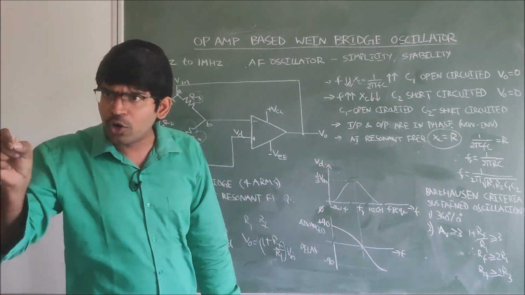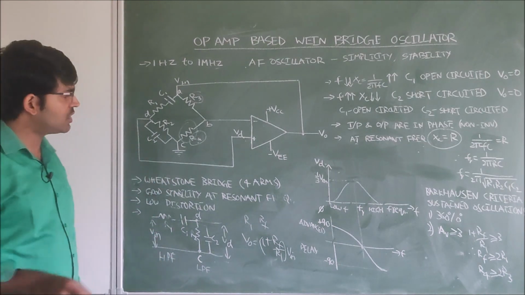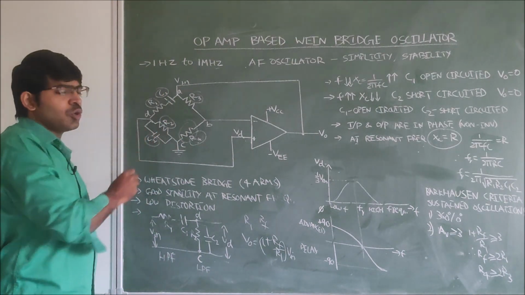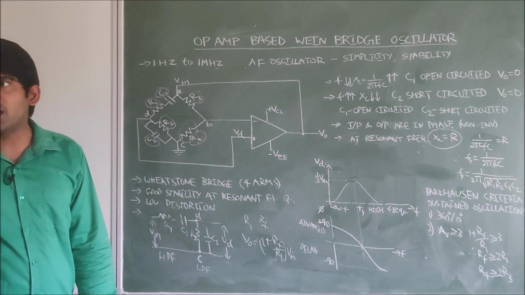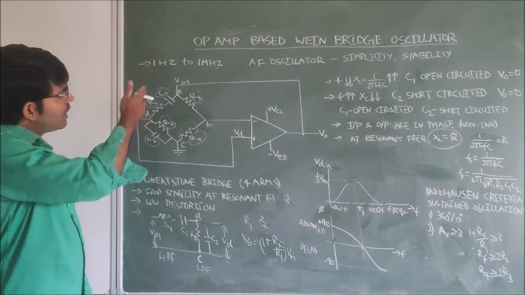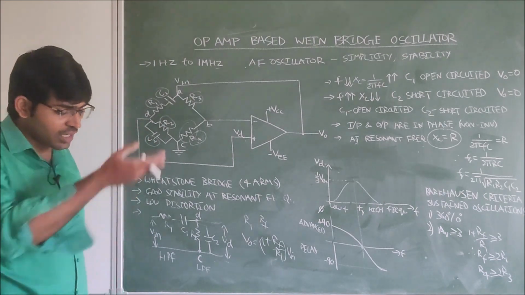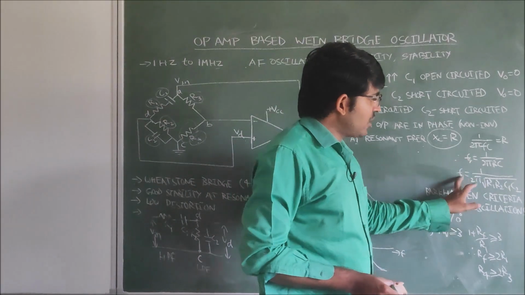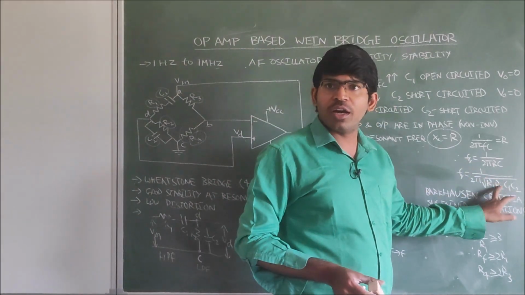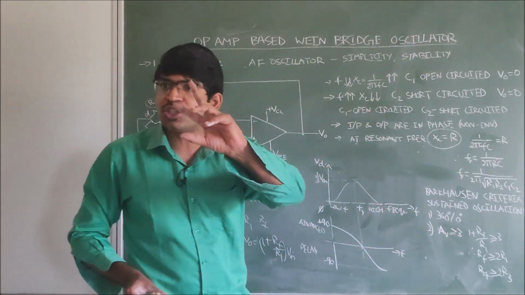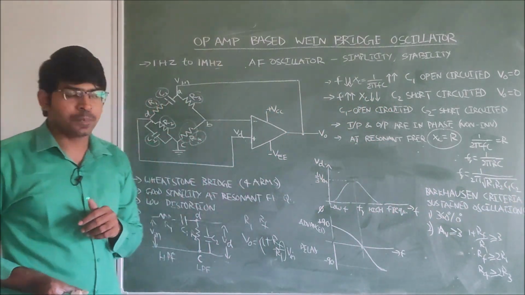If you want to operate this circuit at the resonant frequency, the only thing you have to concentrate on are R1, R2 and C1, C2. That's all. If you take the proper values, then you can operate this circuit at the resonant frequency. But how to select these values? There is a formula. Fr is equal to 1 by 2 pi root over R1 R2 C1 C2. Based on these values, the resonance frequency can be decided.